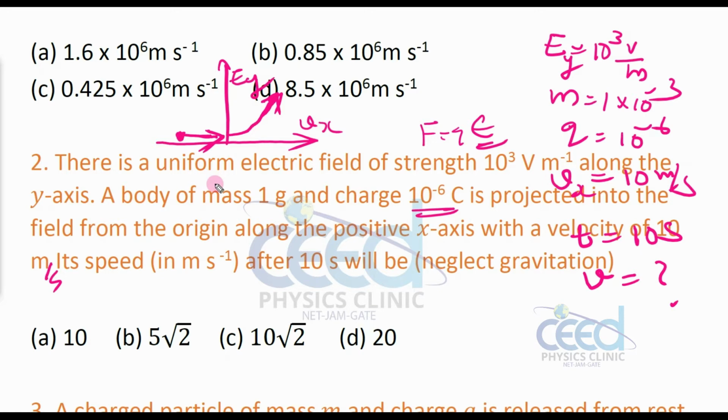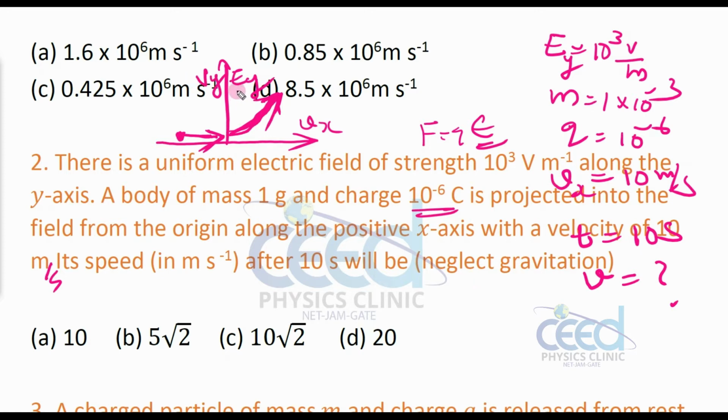So due to this tendency, it has a y component of velocity. As the electric field is along the y-axis, it has a tendency to deviate along the y-axis, so it has a y component of velocity. Once I know this Vy and Vx, what will be the effective velocity? First of all, Vx is already given. We need to find Vy. Our aim is to find Vy.